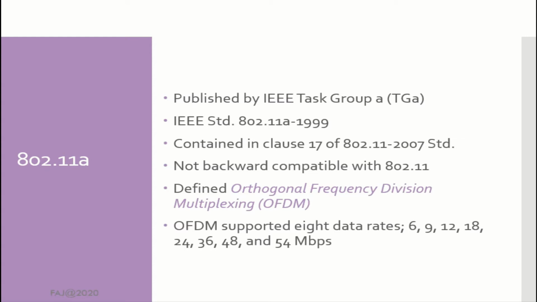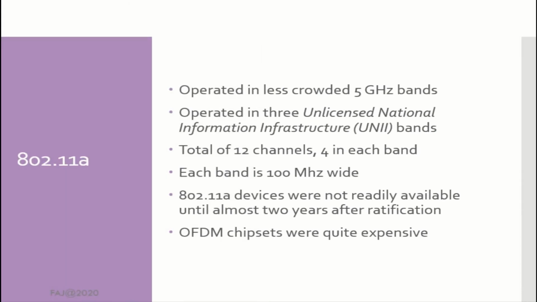Next is 802.11a, published in 1999. It defines orthogonal frequency division multiplexing, or OFDM, where OFDM supports 8 data rates. The minimum is 6 and the maximum is 54 megabit per second. It operates in the less crowded 5 GHz UNII band. UNII stands for Unlicensed National Information Infrastructure. Okay, so you can read.